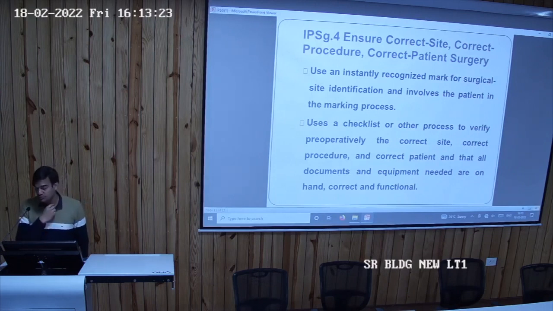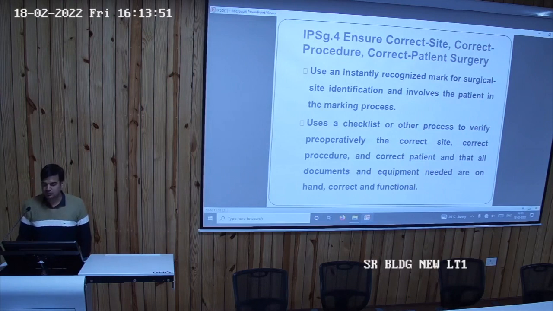This is one thing which happens very frequently: operating on the wrong limb. So involve the patient in the marking process. Don't imagine, don't assume things, like okay, left knee, probably it could be the left knee. That's not the right thing. You can ask the patient, is it your right knee which was affected? He will tell you, yes, it's my right knee which is to be operated, because the patient knows about this.